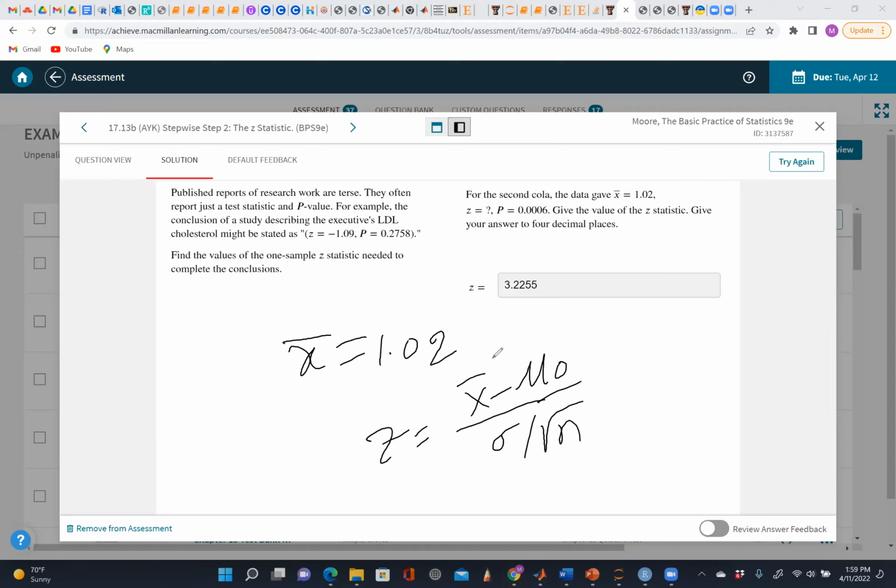So this is 1.02, and we have mu 0 from the previous one, which is 0, and we also have sigma, which was 1, I think, and we also had n, which was 10. Yeah, so you'll plug in those numbers and you will get the test statistic, which is 3.2255.